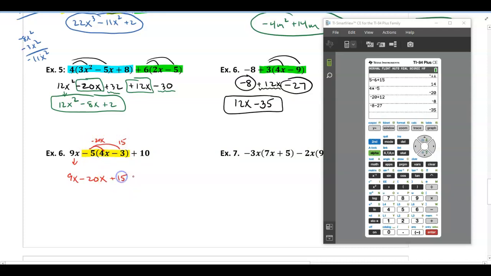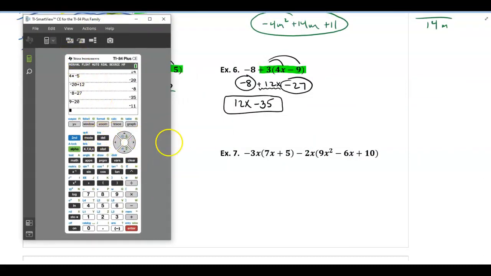So I'm going to add it. And then I bring down the plus 10. So now 9x minus 20x. 9 minus 20 gives me negative 11. So negative 11x, and then 15 plus 10 is plus 25, and I am done. Okay?